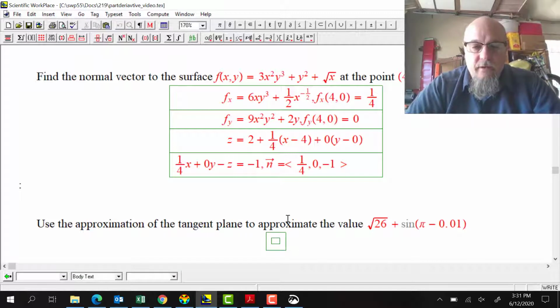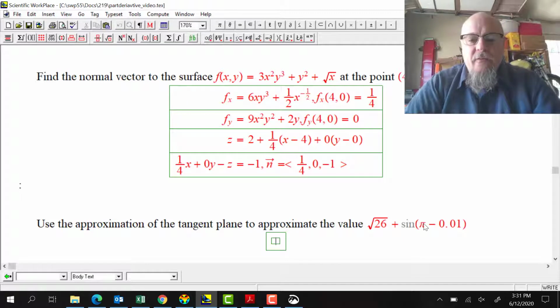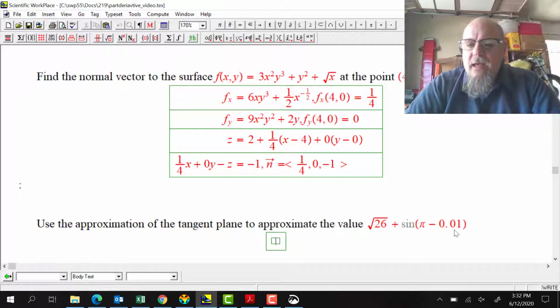So find the approximate value. I want to use the tangent plane. Find the approximate value of root 26 plus sine of pi minus 0.01. Now, if it was root 25 plus sine of pi, I would know that exactly because root 25 is 5, sine of pi is 0. We would get this no problem. But this should be a little bit bigger than 5, and this should be a little bit bigger than 0.